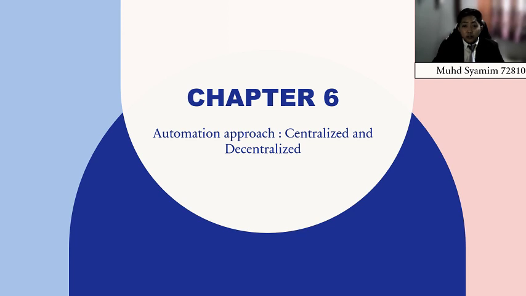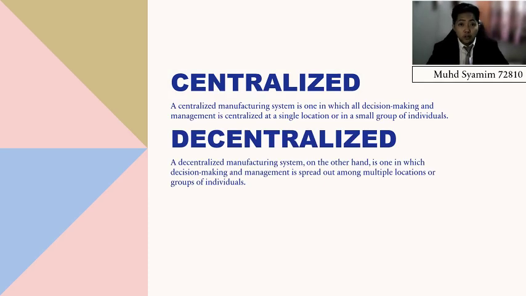Chapter 6. Centralized and decentralized approach in the manufacturing process. Centralized approach. A centralized manufacturing system is one in which all decision making and management is centralized at a single location or in a small group of individuals. Meanwhile, a decentralized manufacturing system, on the other hand, is one in which decision making and management is spread out among locations and groups of individuals.